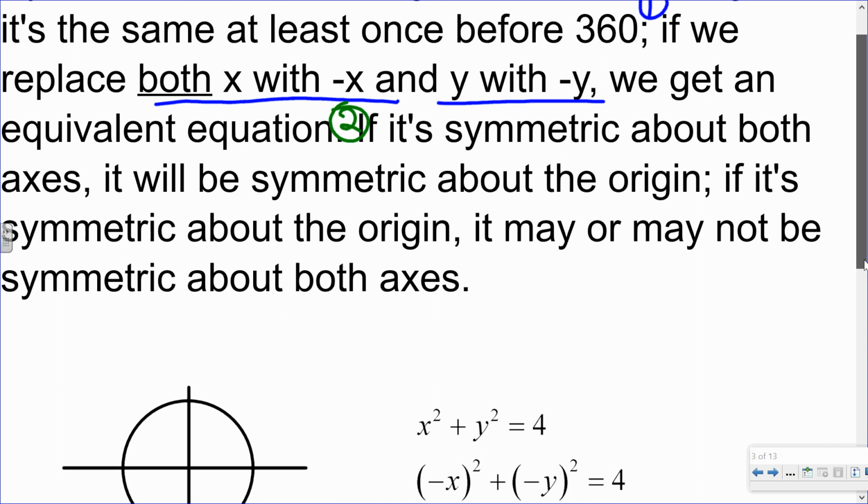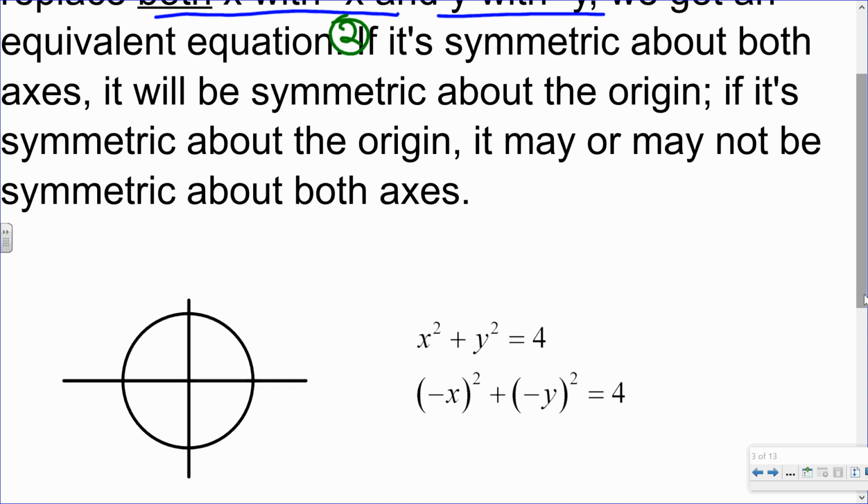So here's one example with a circle. Does that look like it's symmetric about the origin? Does that look like I could put a thumbtack at the origin and spin the circle and the circle would still look the same? Yeah, no matter how many degrees I did or didn't turn it. Does it look like the left and the right match each other? Does it look like the top and the bottom match each other? So this one looks like it's got all three kinds of symmetry. If we did the test just for the origin, changed x to minus x, y to minus y, then we need to simplify. What's minus x times minus x?